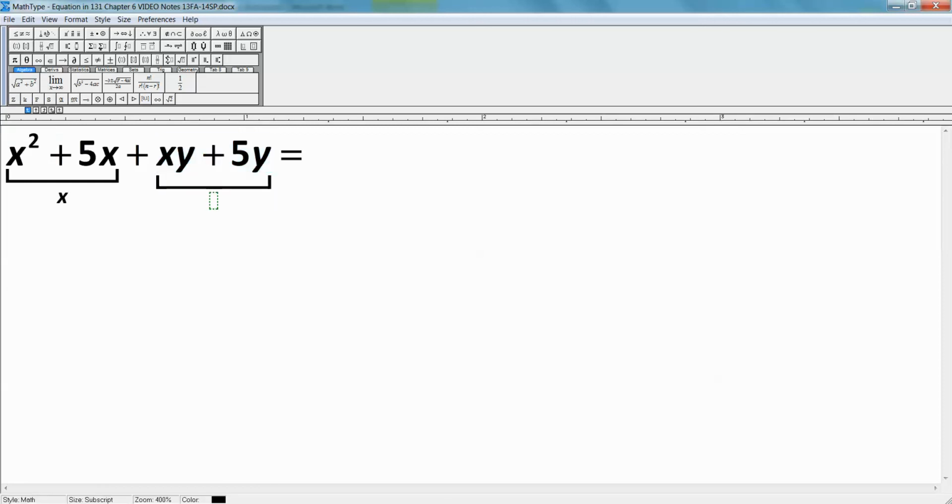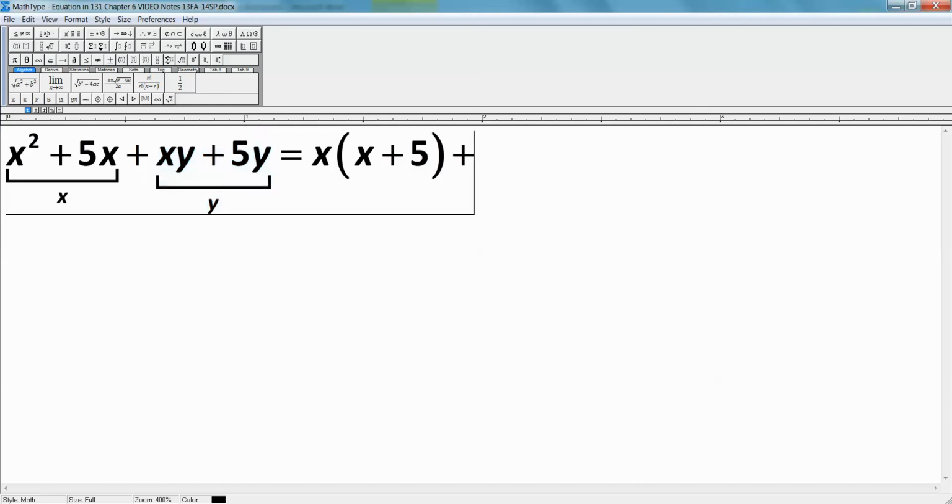And then you look at your back couple terms. And you think, okay, what do each of these have in common? So if I look at the first two terms, they both had an x, so I could factor an x out. So if I do that, what's left? An x plus 5. Now remember, you should be able to distribute and get back what you had. X times x is x squared, x times 5 is 5x. Now in the back two terms, they both have a y in them. So I could take a y, and that would leave me x plus 5.